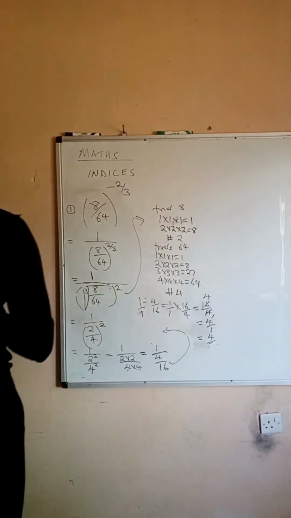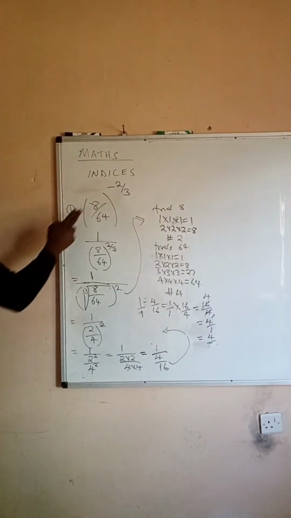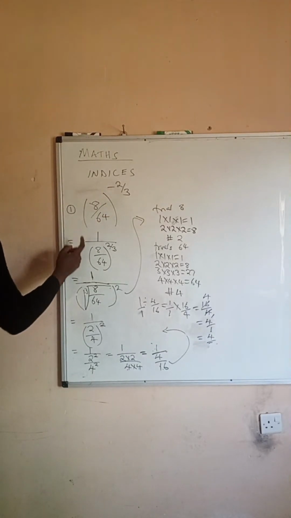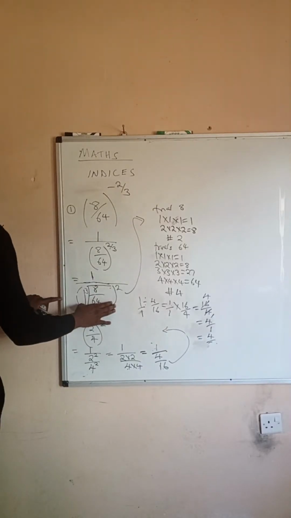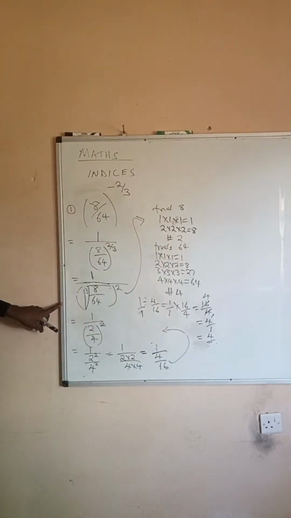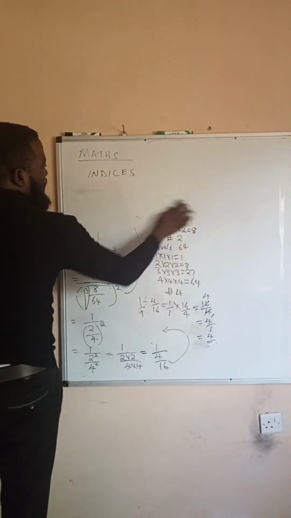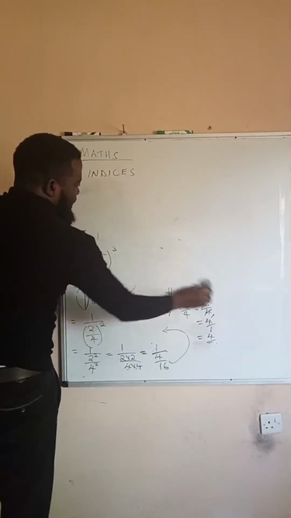Let's now look at the exercise. I hope you have understood. The first thing that you do is get rid of the negative, introduce 1. Put this in the square root, do trial for 8, trial for 64. Then we solve it like that. I think you have understood. Let's look at the exercise.